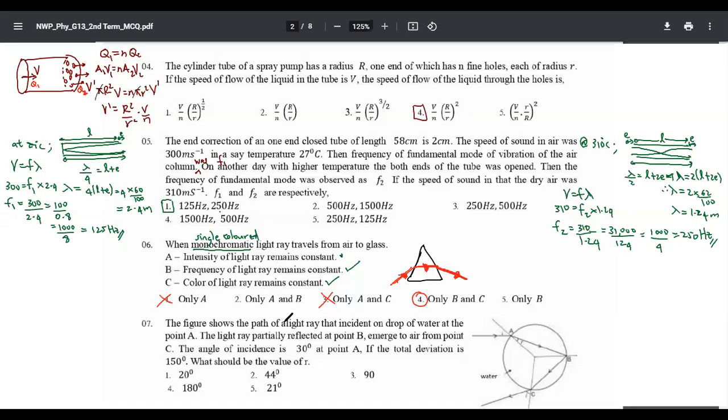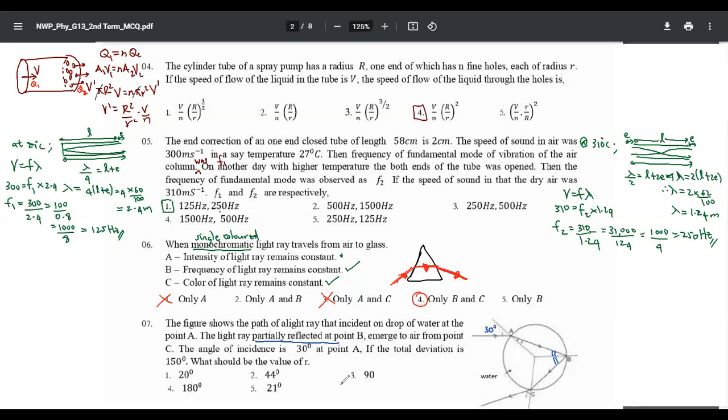The figure shows the path of a light ray that is incident on a drop of water at point A. The light ray is partially reflected at point B. Partially reflected means this angle and this angle are actually equal. It emerges to air from point C. The angle of incidence is 30 degrees at point A. So this I is in fact 30 degrees here. R we don't know. R is what we are supposed to find out.